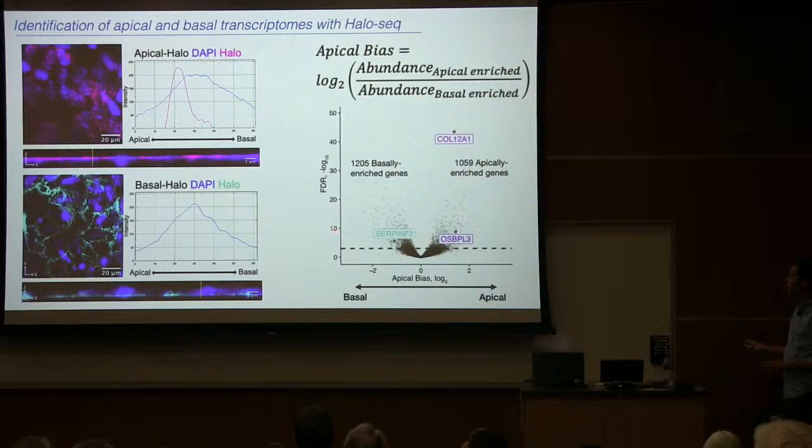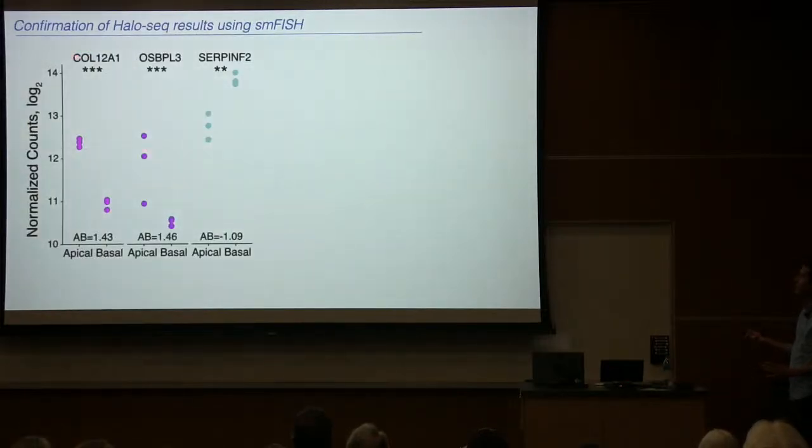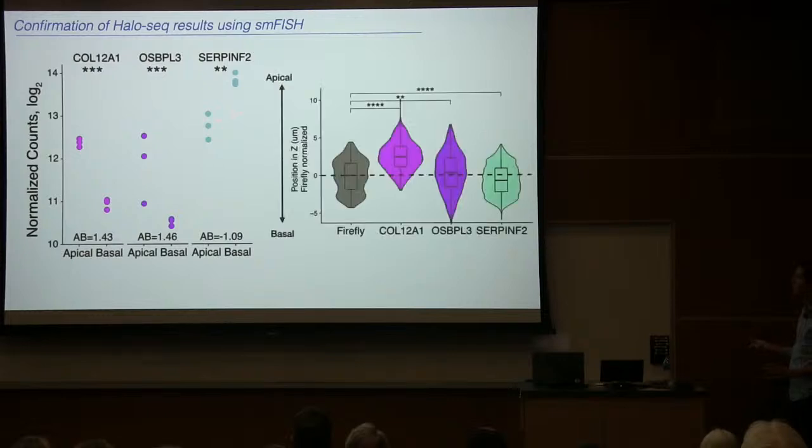And so after sequencing these RNA populations, she saw that there were many RNAs that were enriched either apically or basally. And she took 3 of these, shown here, to follow up on. So 2 of these, this collagen protein and OSBPL3, were enriched in the apical Halo-seq experiment, while the other was enriched in the basal Halo-seq experiment. And she then did single molecule FISH for each one of these RNAs, and sure enough, by single molecule FISH, the RNAs that were apical by the Halo-seq experiment were also visually apical, and the same thing for the basal RNAs.